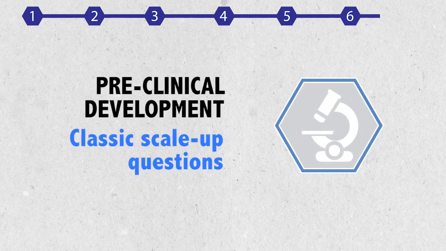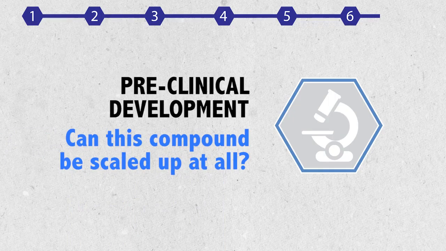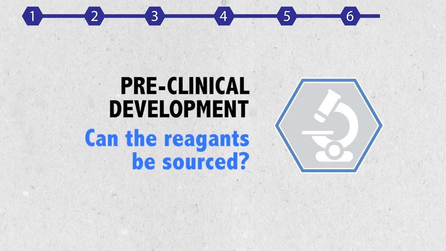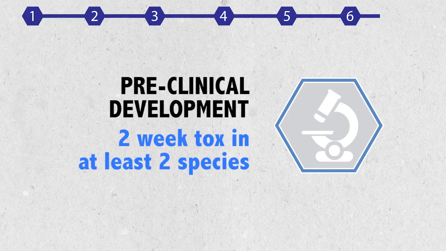You've got the classic scale-up questions. Can this compound be scaled up at all? What shape is the route in? Can the reagents be sourced? Is the yield and the purity profile reproducible? You also have tox to worry about. The standard is 2-week tox in at least 2 species, usually 1 small one and 1 large one.